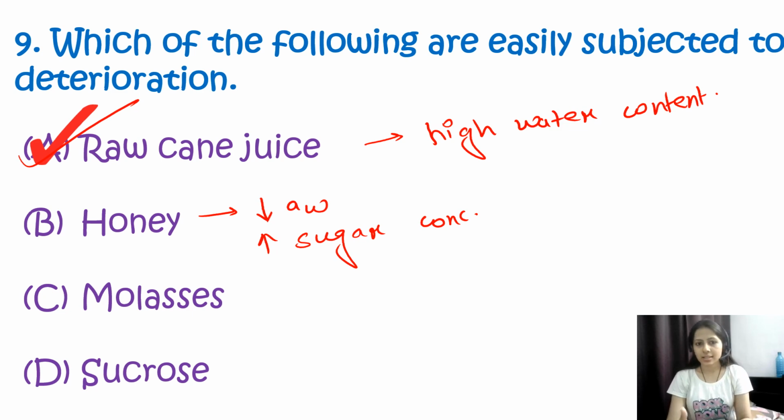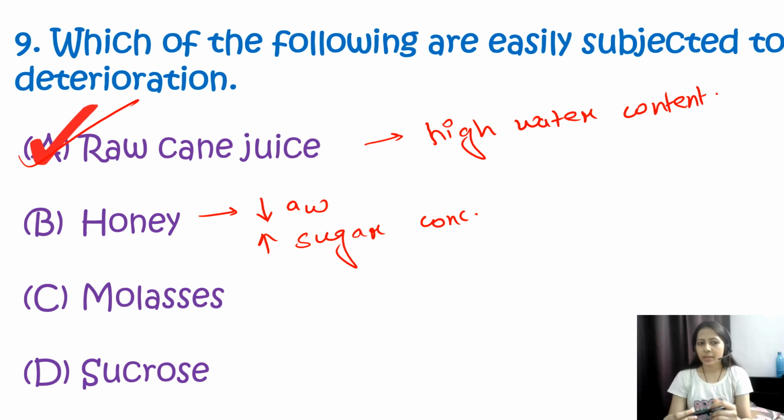Whereas molasses, while it also has a very high sugar concentration, which we have read now, can support microbial growth, but it is less perishable than raw cane sugar. And sucrose, we know that sucrose is a refined sugar. So sucrose is stable and not prone to microbial deterioration under any normal conditions, we can say.